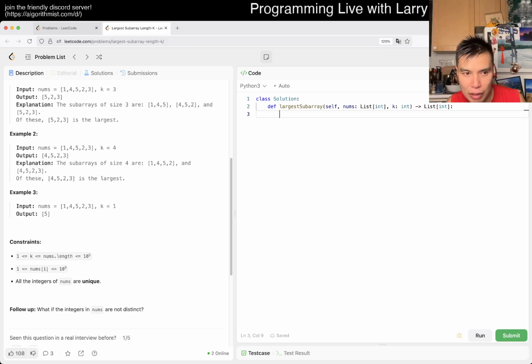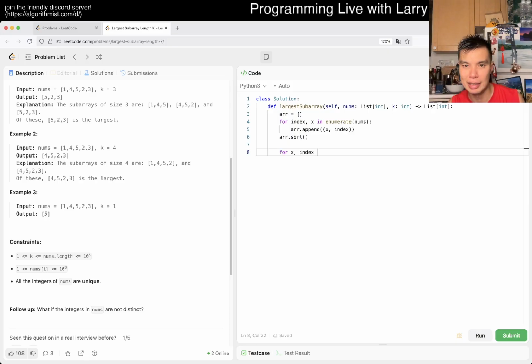So now we want to make a copy. Let's just enumerate it anyway. Enumerate, if I could spell it. For index, x in enumerate. We want to still sort by x and then index next in a bucket, right? So maybe something like this. We sort, and then now we just go through it, right? So for x, index in array, where is it?